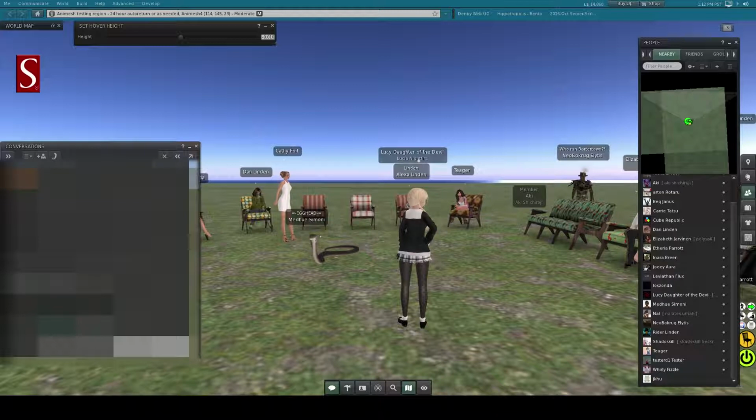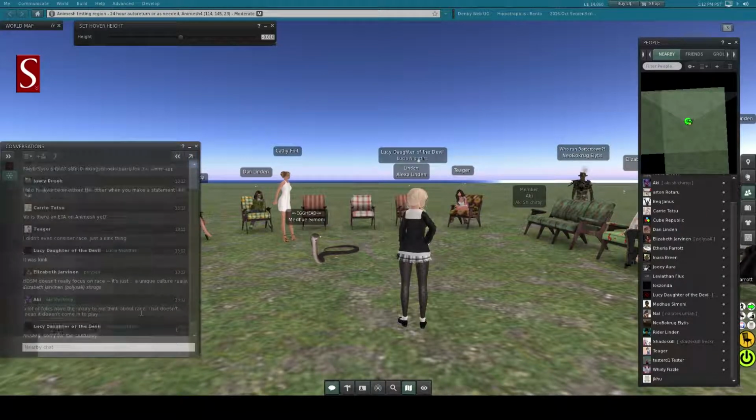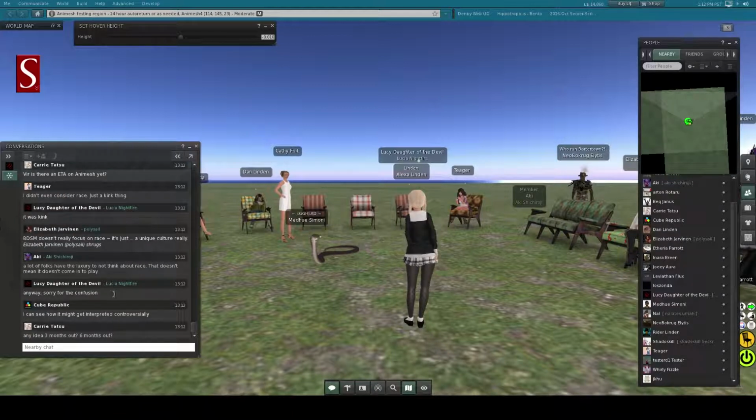Is there an ETA on Animesh yet? There's not an ETA on Animesh. I hadn't really got to the Animesh update part yet, but not a lot of new news this week. I've basically been working on bug fixes for the last several days, primarily a thing that Lucia identified with LODs getting corrupted. That one turns out to be just a major pain to sort out.